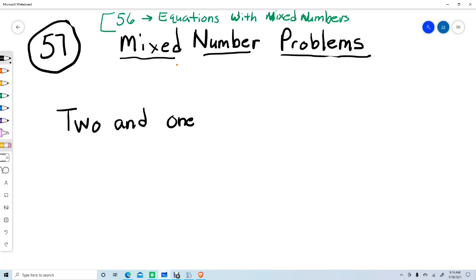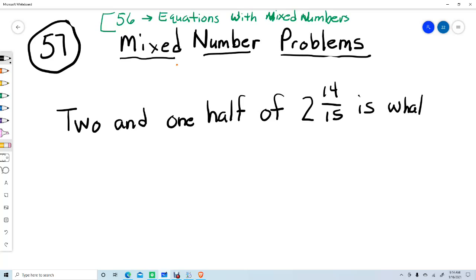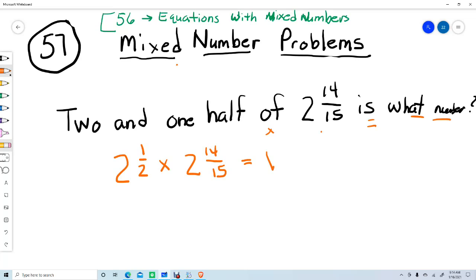2 1/2 of 2 and 14/15 is what number? I'm going to scribble that out so I'm going fast there. Sorry for the sloppiness. This is the last type of problem you may have to solve in the practice. And so converting that, 2 1/2 of 2 and 14/15 equals what number? It's our variable, W.